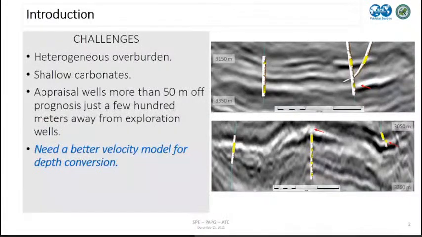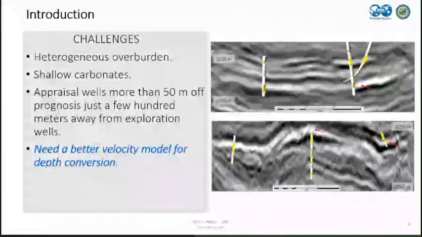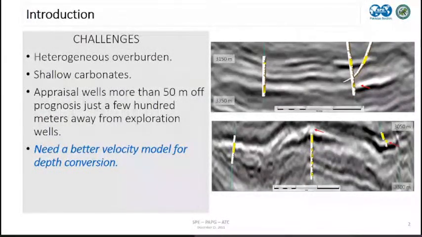But what we can see here on the right-hand side of this section is that we're only 100 meters away from our appraisal well, and our depthing to our well marker is not matching. That's a serious issue for a production field. The reservoir itself is sand, but the near surface has a lot of localized heterogeneous shallow carbonates, and that is causing the issue. Because we haven't resolved the near surface, we can't really resolve the target reservoir at 3,000 meter depth. So what do you do in this case?